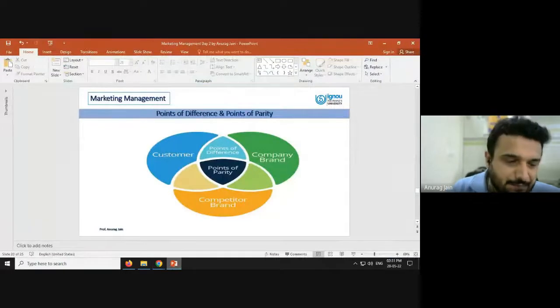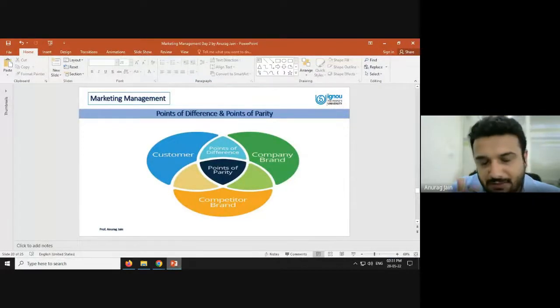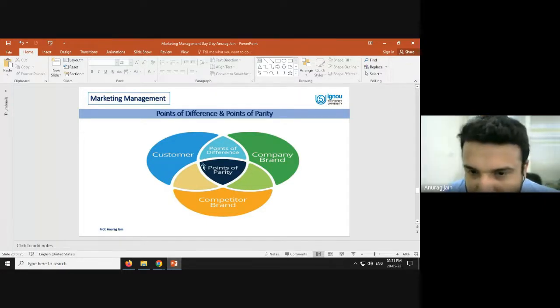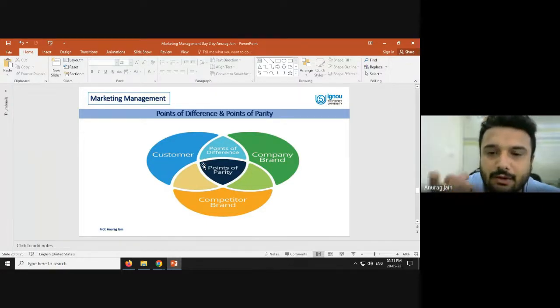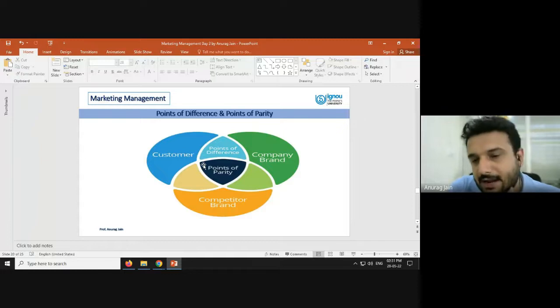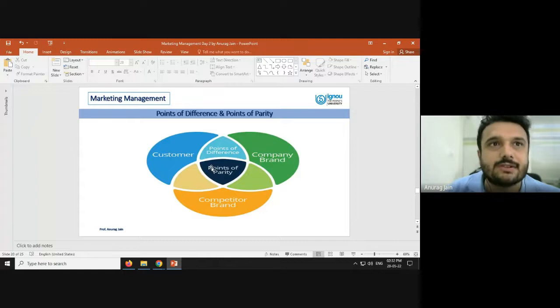So if you see any product or any brand which is there in the market, there is one concept known as points of difference, and another concept known as points of parity. First we'll discuss what points of parity are. What is points of parity?